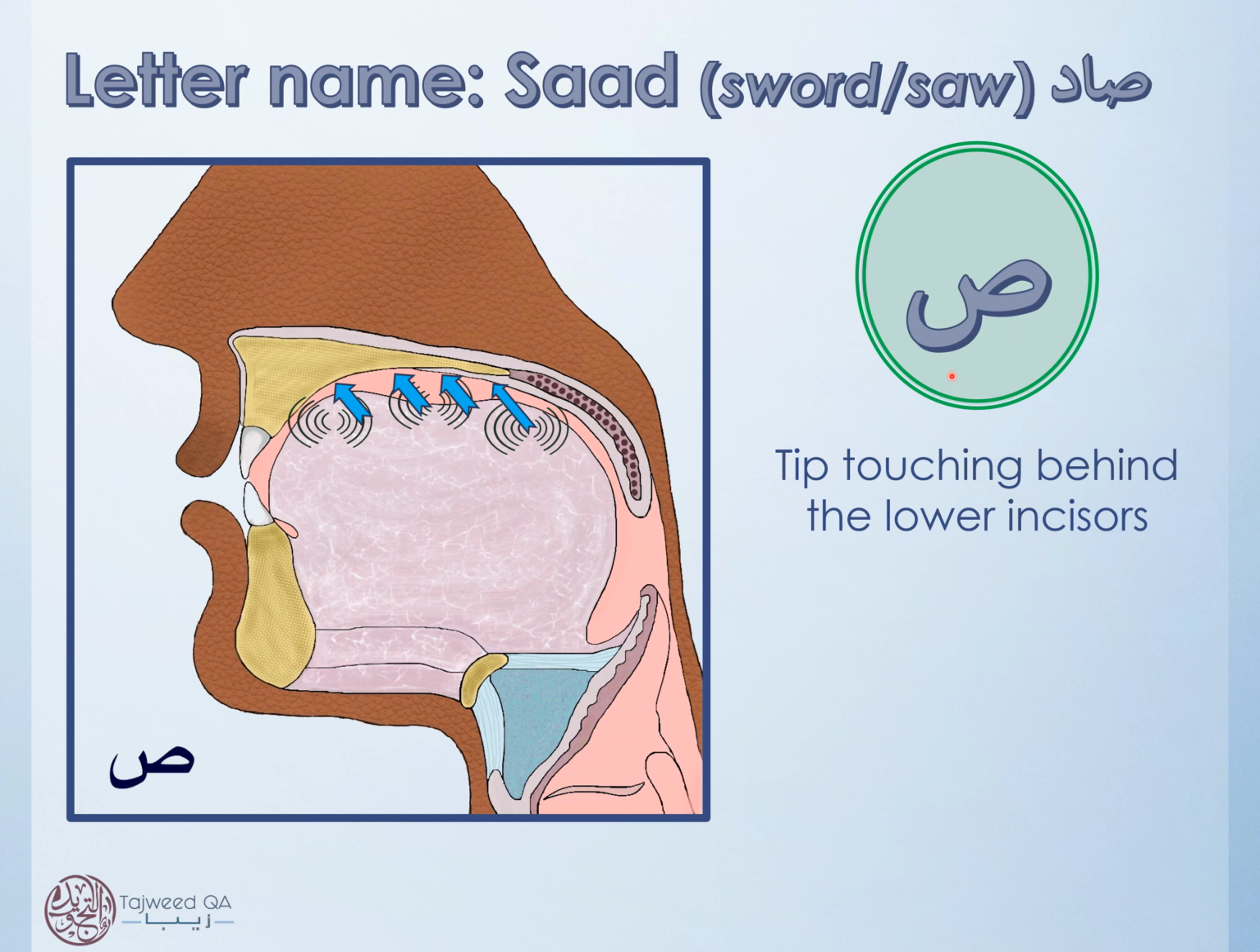The letter Sad, letter name Sad, pronounced as the English word sword, and the phonetic sound is Sa, as in the English word saw. So the Sad is a letter which is always thick. It's always pronounced with thickness. So it has the same articulation points as the Sin and the Zai, which we've covered a few slides previously.